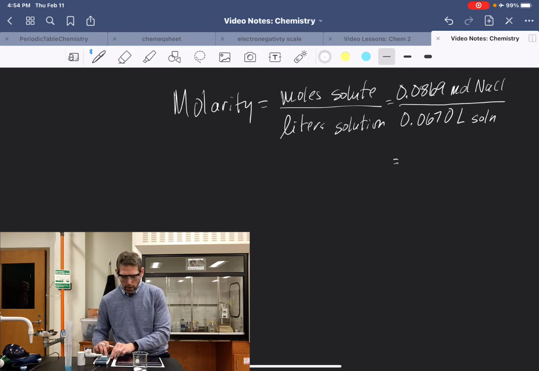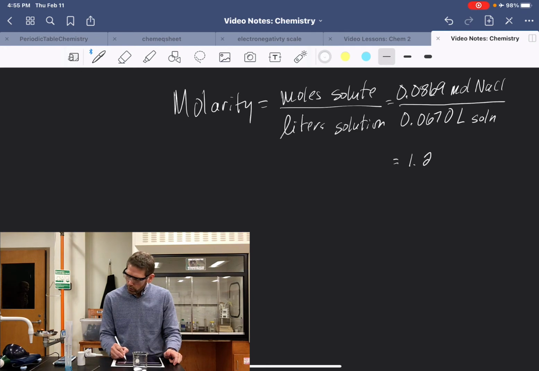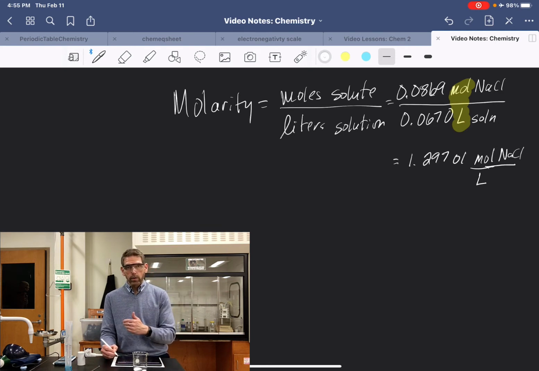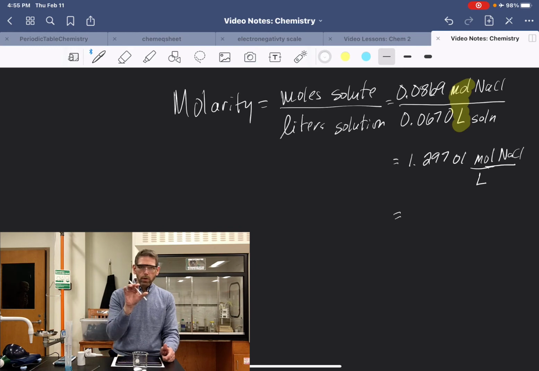All right, so we got 0.0869 divided by 0.0670. That would be 1.29701. Now you see here that I have moles per liter, and that's moles of sodium chloride per liter. You typically just write moles per liter, understanding that, and then on your container, you would write out the full label of sodium chloride. And then of course this is solution.